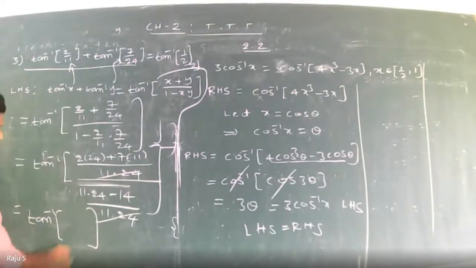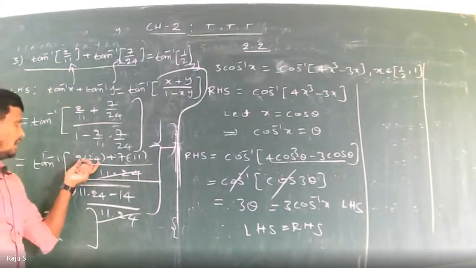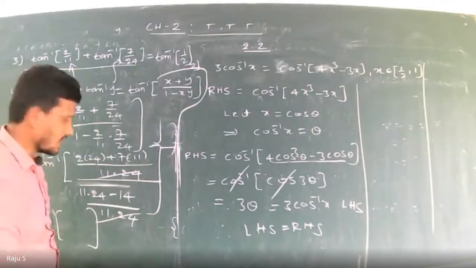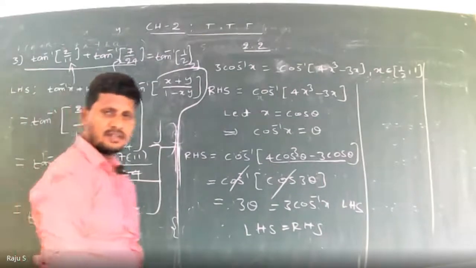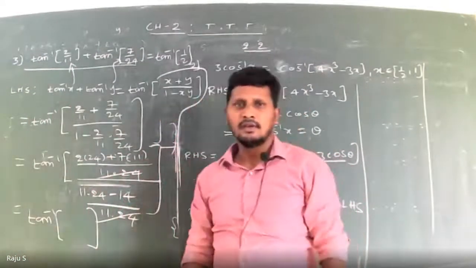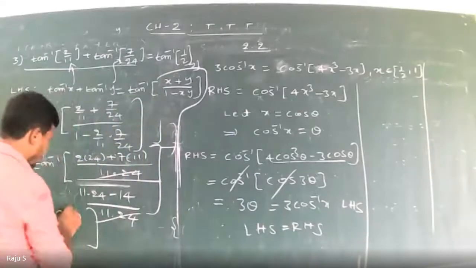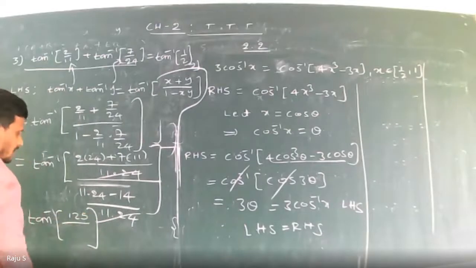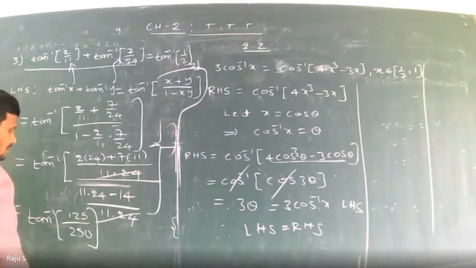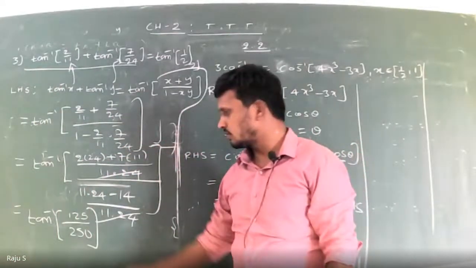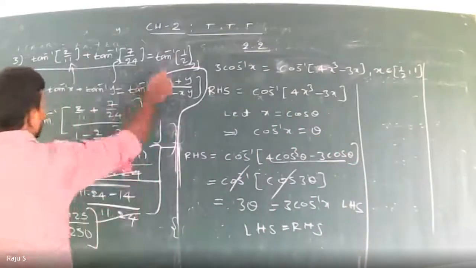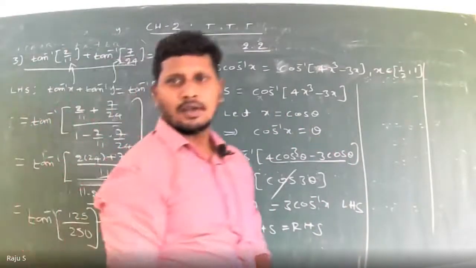Tan inverse of what? Numerator: 2 into 24 is 48, plus 77. Yes, anyone? Fastly. 77 plus 48 is 125. Then what about the denominator? Is it 250 or not? 11 into 24 is 264 minus 14, 250. So this is clearly tan inverse of 1 by 2. We proved that.